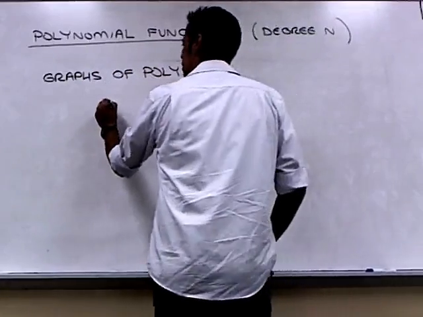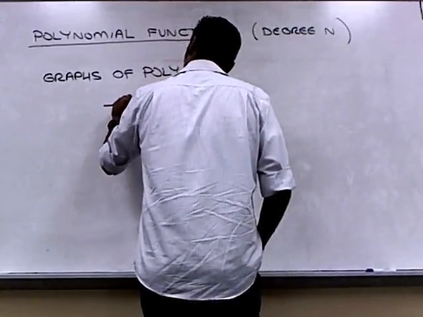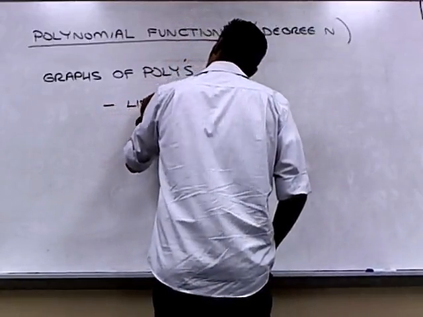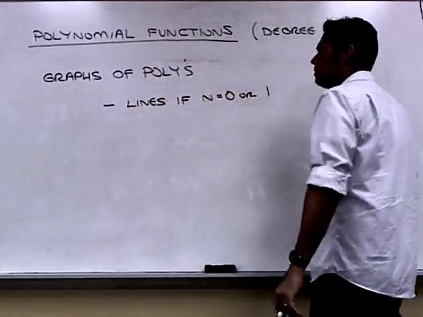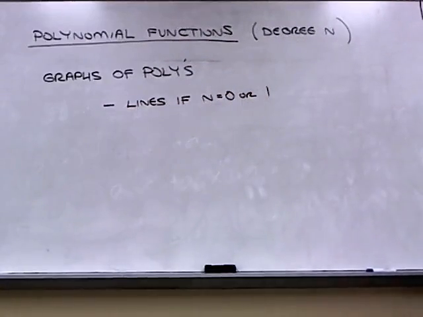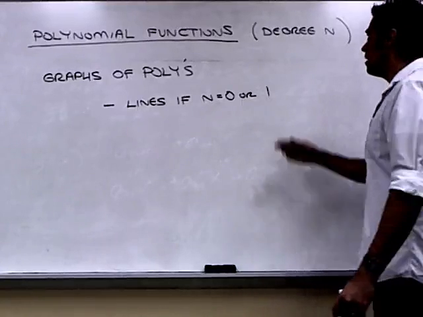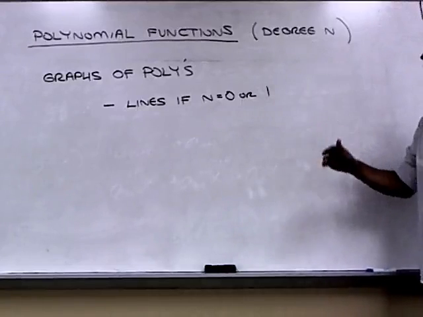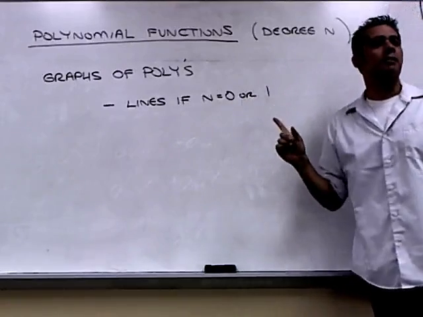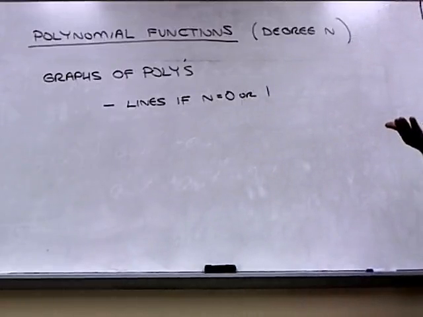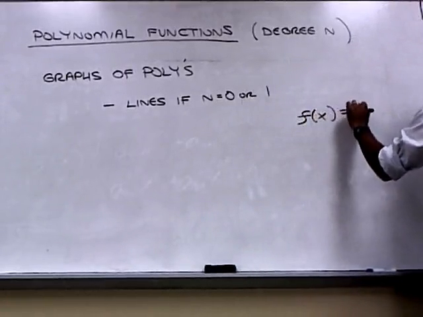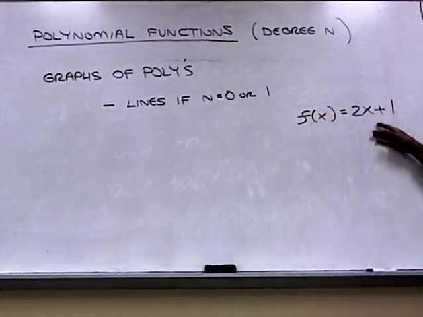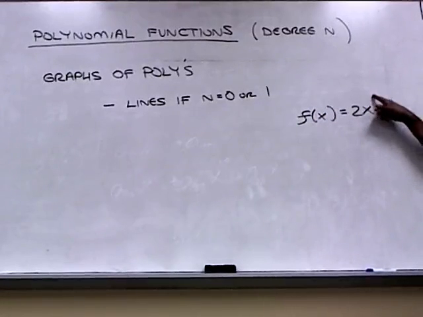All polynomial functions are lines if n equals 0 or 1. What do I mean by n equals 0 or 1? N is the degree. If the degree is a 0 or a 1, you're looking at a line, right? Think about it. f of x equals 2x plus 1. What's the degree of this polynomial? 1, because the highest power is 1.